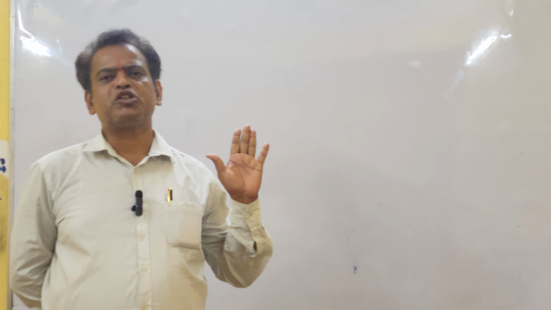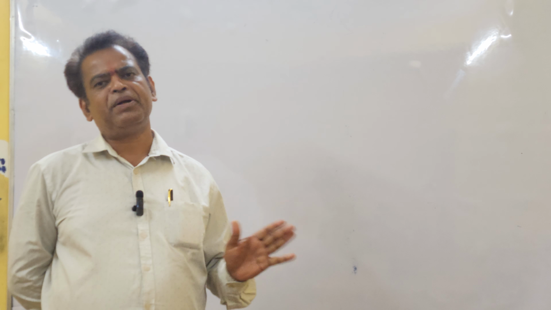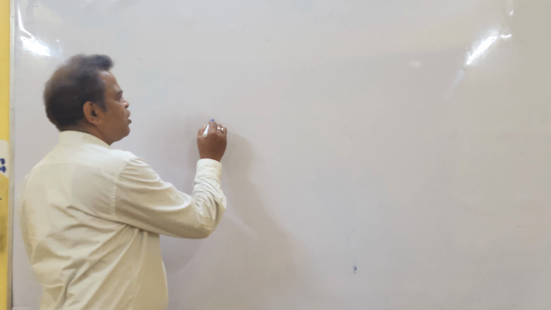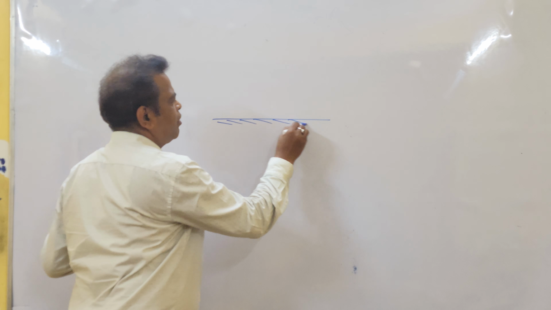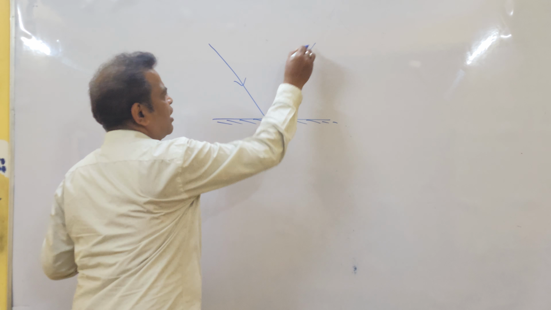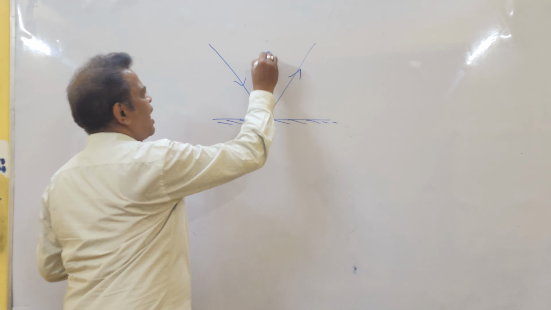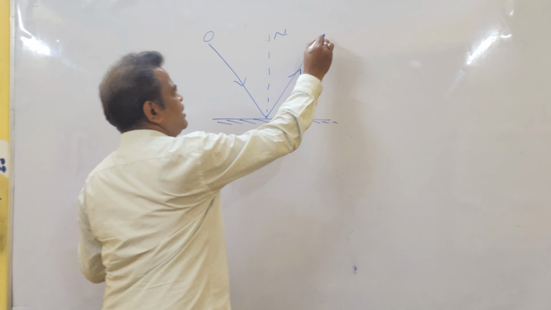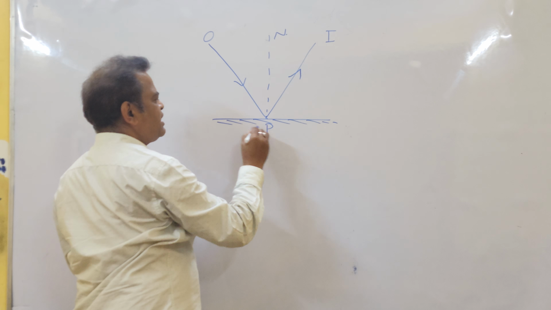Reflection of light means that a ray of light returns back, or is sent back, into the same medium after striking a surface. While discussing the reflection of light through a plane mirror, suppose this is your plane mirror, this is the incident ray, this is your reflected ray, this is your normal, and here this is your object and this is your image.